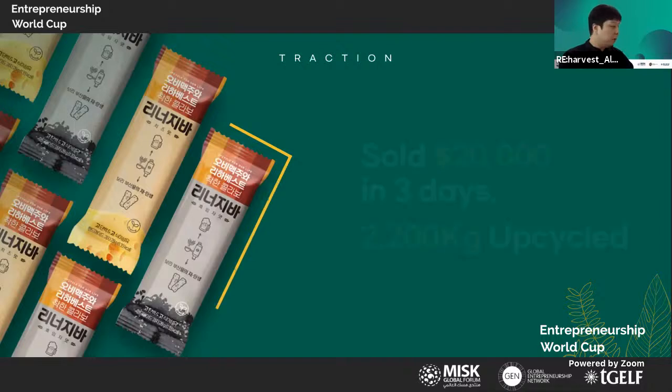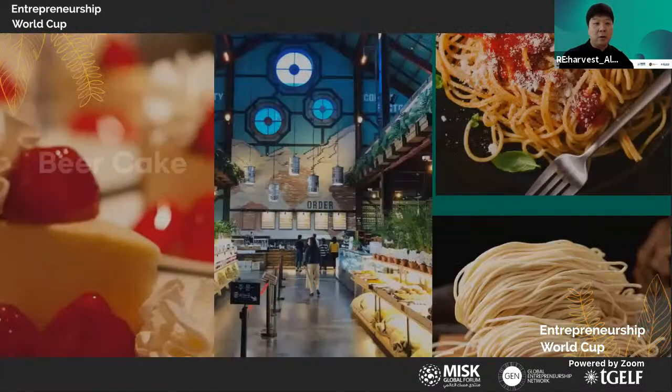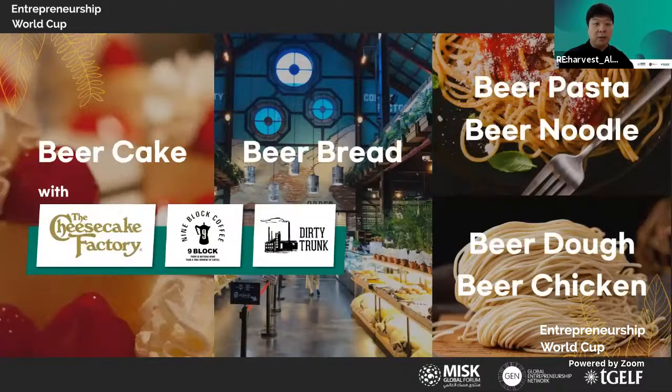We have partnered up with Korea's biggest beer company called OB Beer, and we have launched Korea's very first food upcycling product in collaboration with OB Beer. And we sold about $20,000 in just about 3 days, and we upcycled about 2,200 kilograms of byproducts. Now, given the track record, we're currently partnered up with Cheesecake Factory, 9 Block, Dirty Trunk, and many other companies such as CJ to come up with beer cake, beer bread, beer pasta, beer noodle, and so much more.